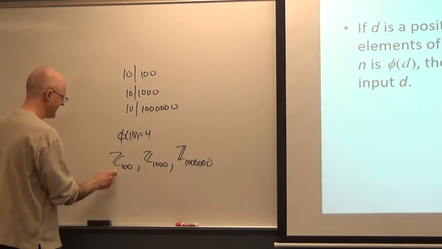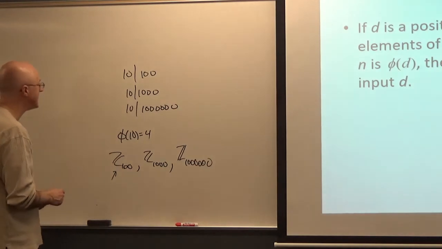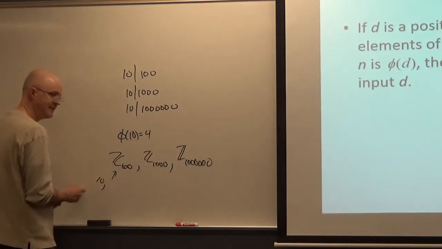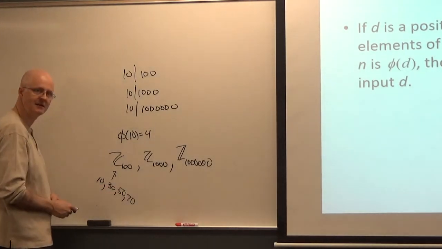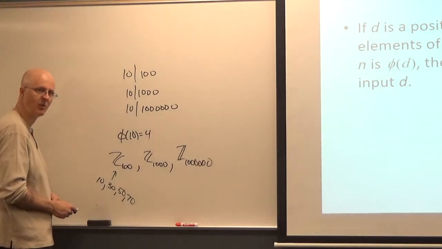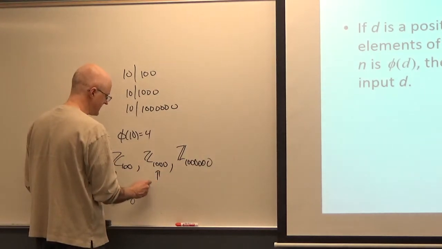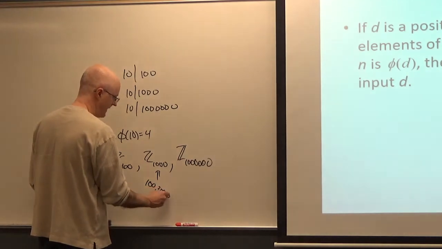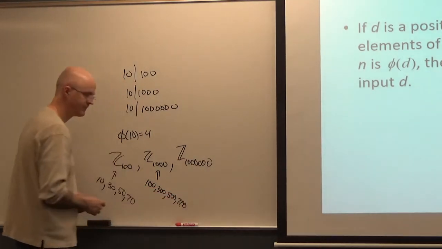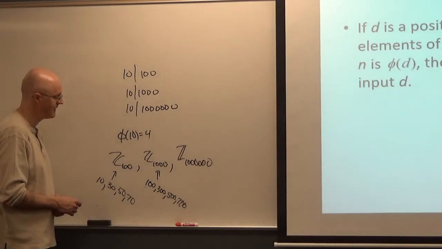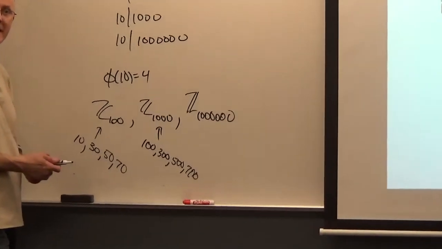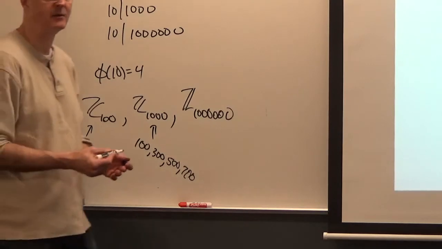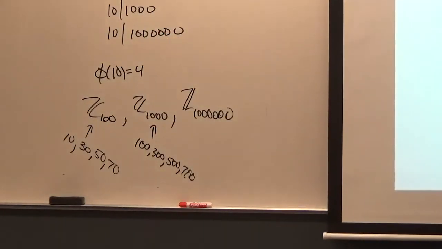The elements of order 10 in Z100 would include 10, 30, 50, 70. Those have order 10. I'm doing addition, mod 100 there. Elements of order 10 in Z1000 include 100, 300, 500, and 700. Elements of order 10 in Z1,000,000 would include 100,000, 300,000, 500,000, and 700,000. And those would be the only elements of order 10. So that's worth remembering.